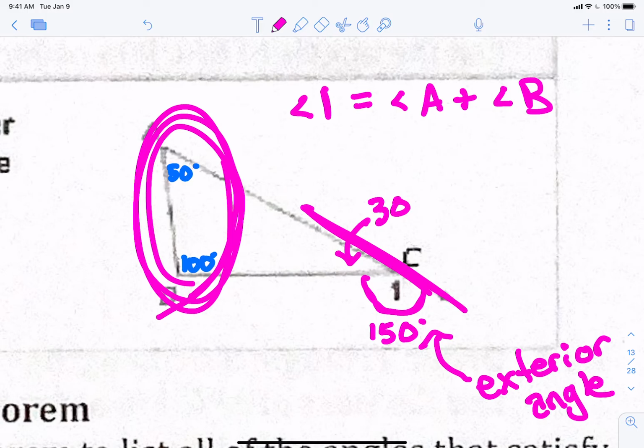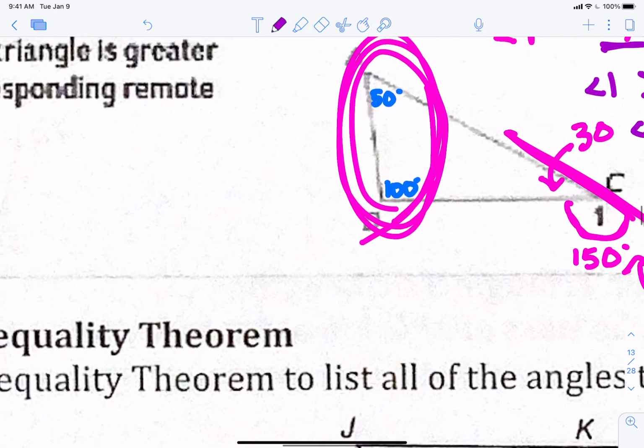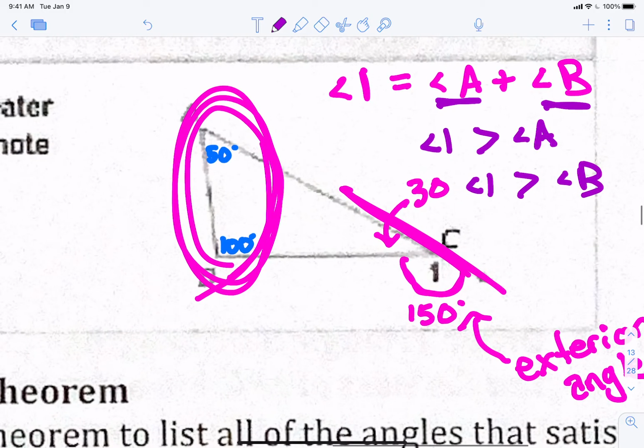Now, if I tell you that you have to add A and B together to make up angle 1, doesn't that make angle 1 greater than angle A just by itself? Yes. And angle 1 would also be bigger than angle B by itself, right? And it's also going to be bigger than C? Not necessarily. She said it's also going to be bigger than angle C by itself, like this one right here. Not necessarily.